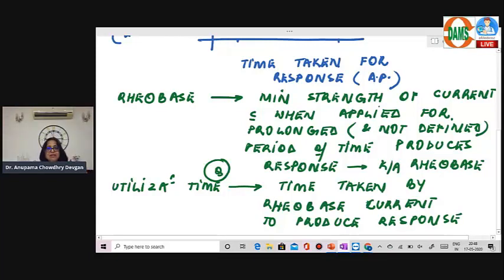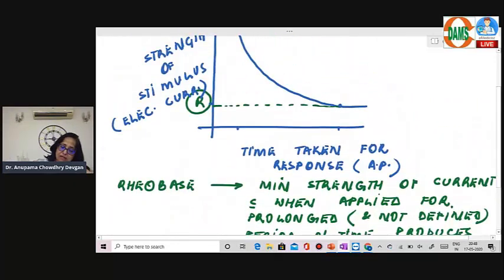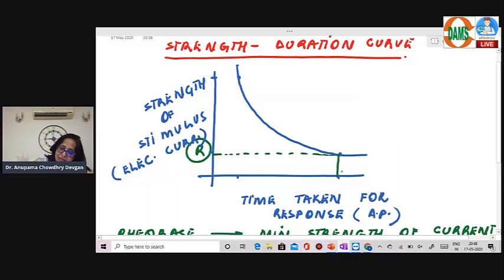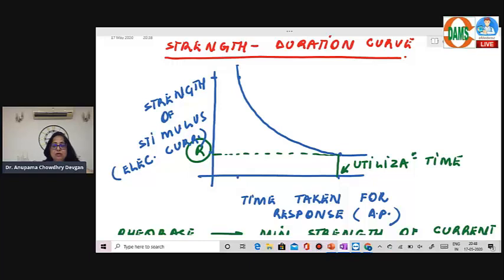What is rheobase? Rheobase is the minimum strength of current which, when applied for a prolonged period of time, produces a response. What is utilization time? Utilization time is the time taken by a rheobase current to produce a response. This has been asked as an MCQ in your exam. So if I see this on the strength duration curve, the time taken by a rheobase current to produce a response is known as the utilization time. The second is chronaxie. The third definition is chronaxie.